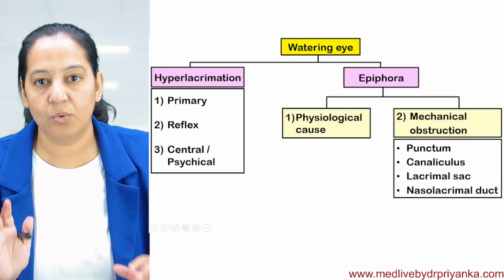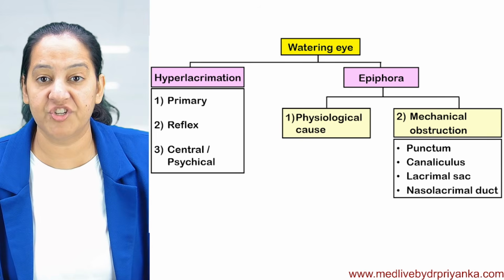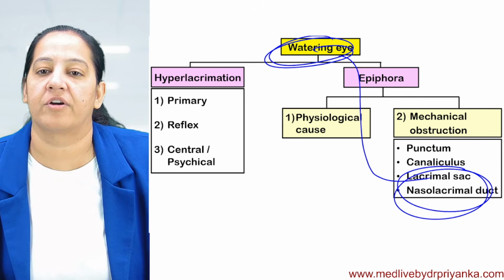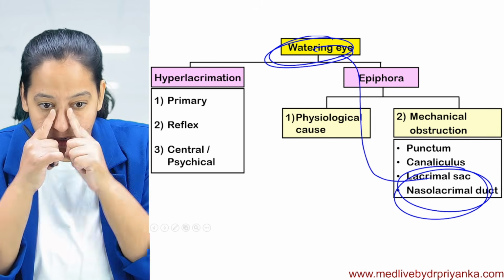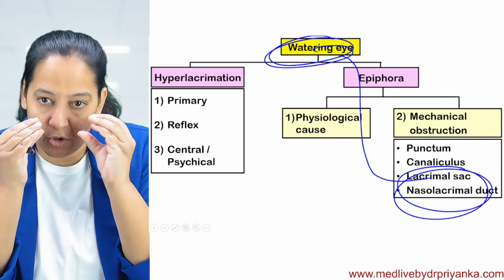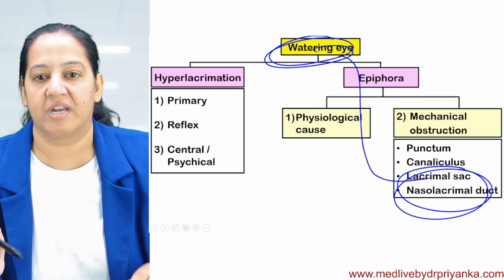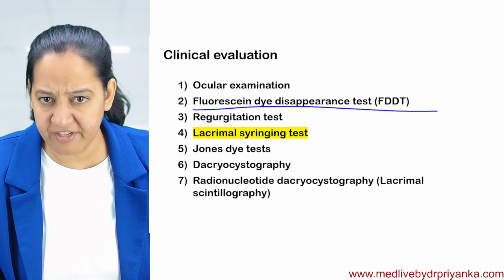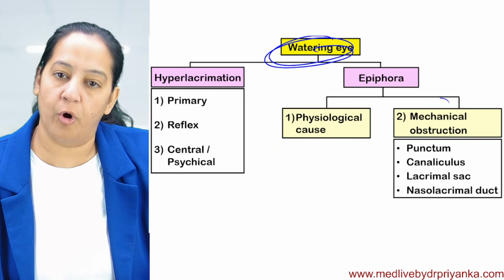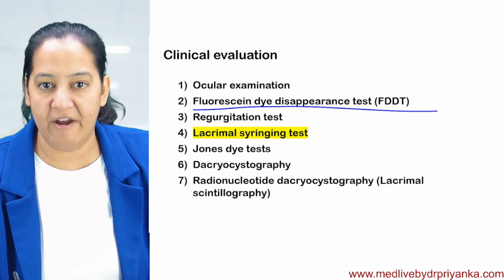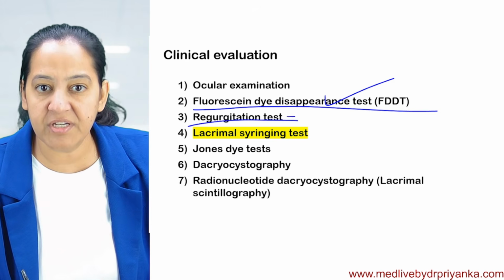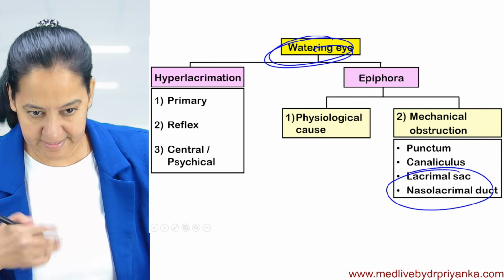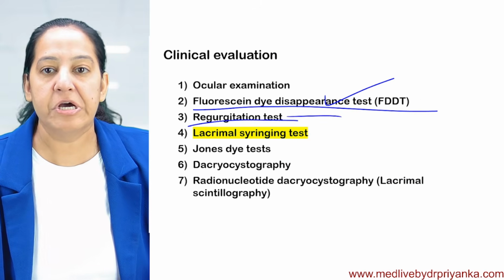So what the regurgitation test is indicating is that the cause of the watering eye is obstruction at the level of sac or duct, because when I'm putting the pressure on the sac or duct, it's regurgitating. So there is accumulation of the pus or tears in that. This is the regurgitation test. In every test, you must know what it indicates. FDDT indicates there is obstruction at some level, but which level we don't know. The regurgitation test indicates there is obstruction at the level of lacrimal sac or nasolacrimal duct. It is more precise as compared to FDDT.